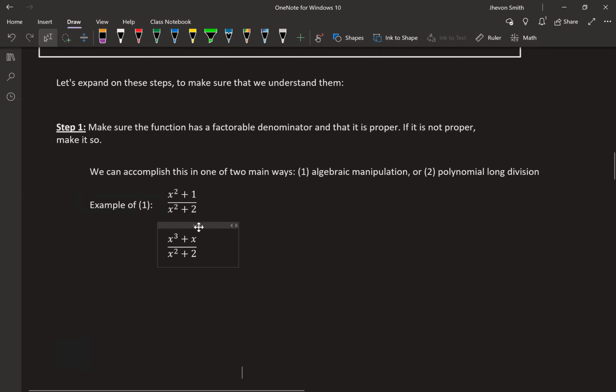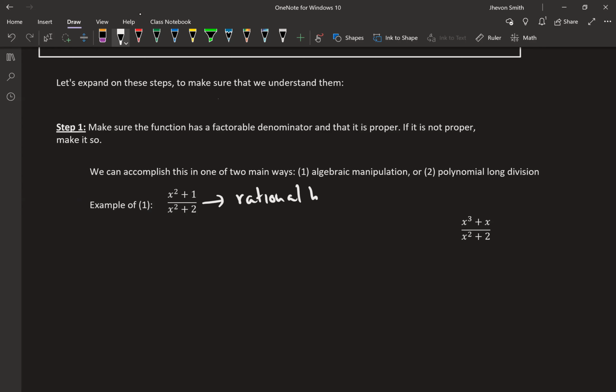So here's an example. Here, this is rational, but improper. How can I make it proper? There are 2 main ways. One is algebraic manipulation. The other one is polynomial long division, which again is something that you learned from pre-calc, so it's going to be another throwback Thursday or throwback Tuesday. But I'm going to run through that quickly. So here's one way, algebraic manipulation. So there is something that works a lot, not all the time, something that often works.